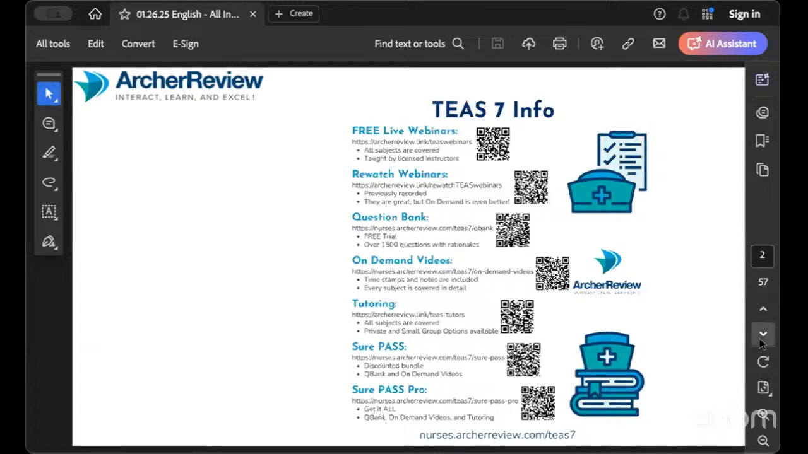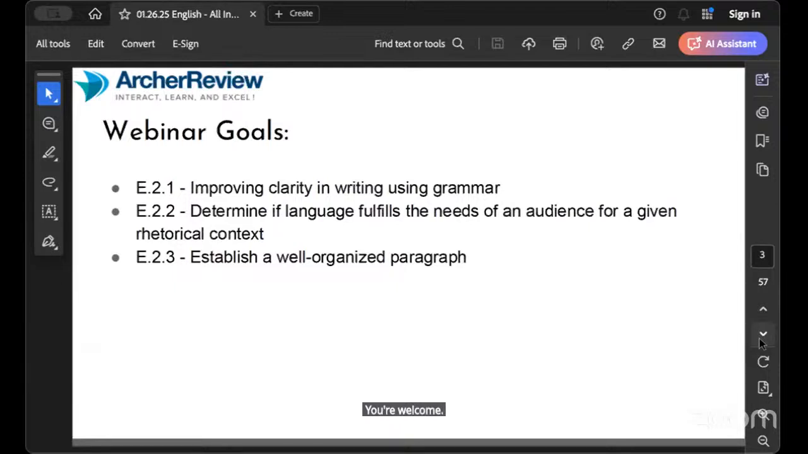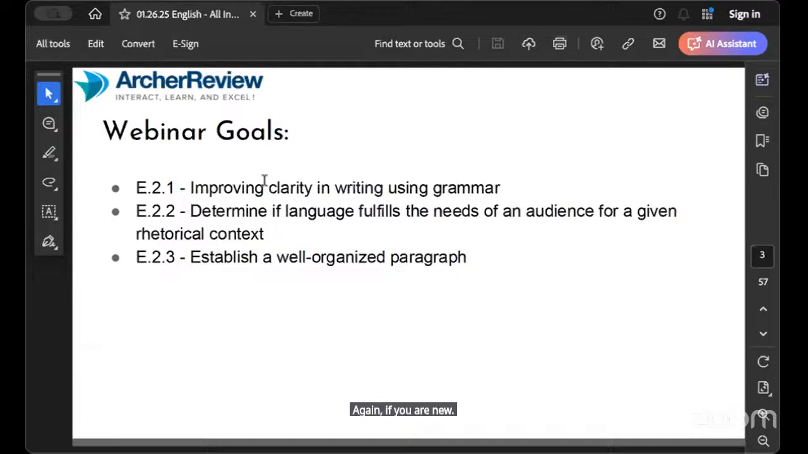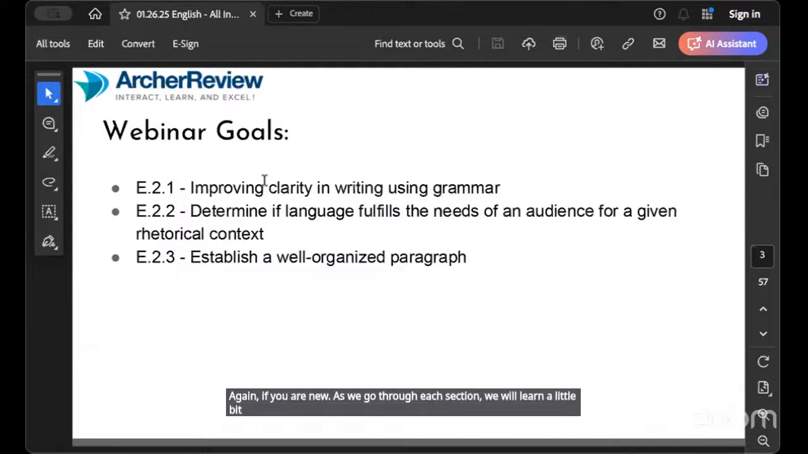All right, so tonight we are going to look at section 2 of the English, and within section 2, there are 3 subsections that we will focus on tonight. So we'll kind of pace ourselves this way. Again, if you are new, as we go through each section, we will learn a little bit, and we'll do practice questions to help build your skills up, and some that will look like what you will see on the exam.